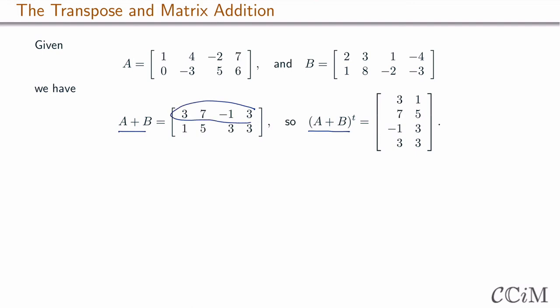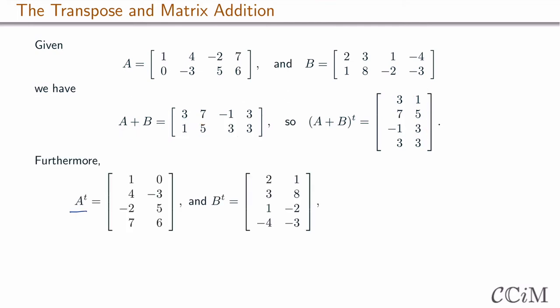Then we can find the transpose of A plus B, namely A plus B transpose, by taking the first row of A plus B and making it into the first column of A plus B transpose, and taking the second row of A plus B and making it into the second column of A plus B transpose.